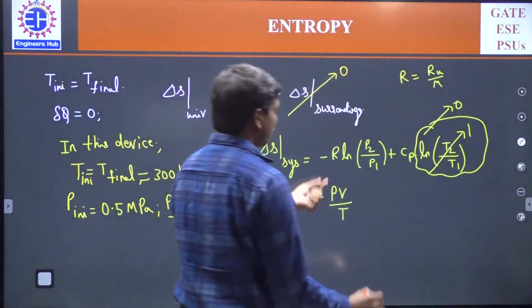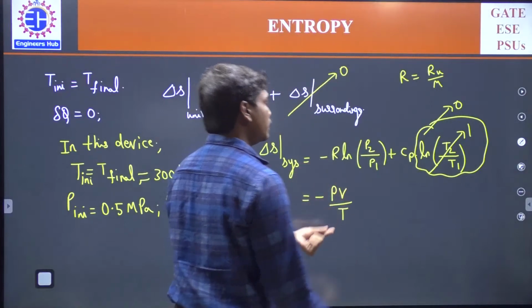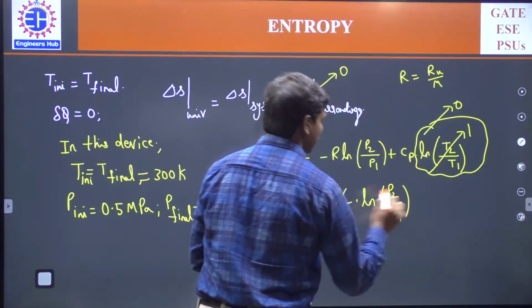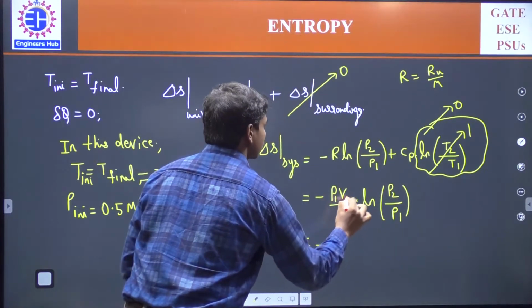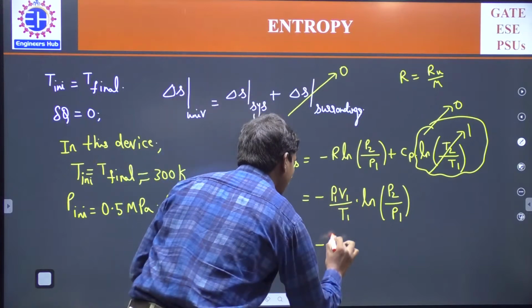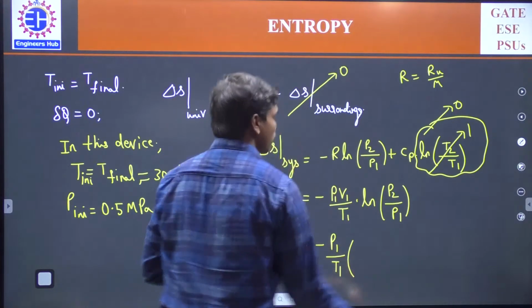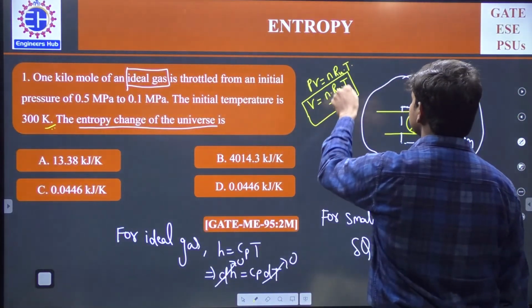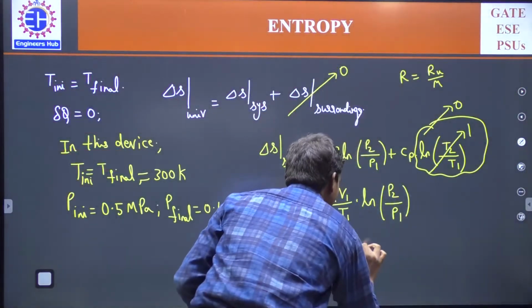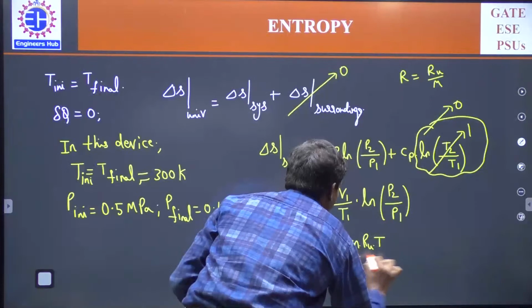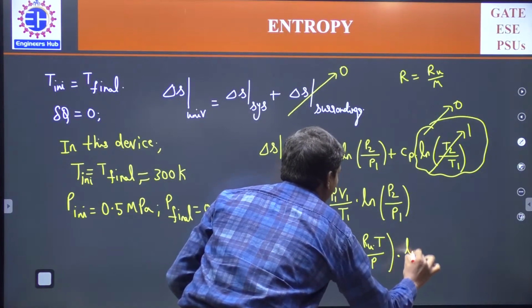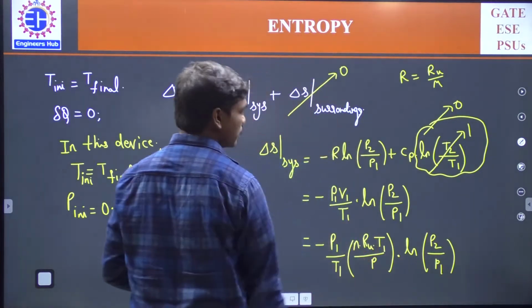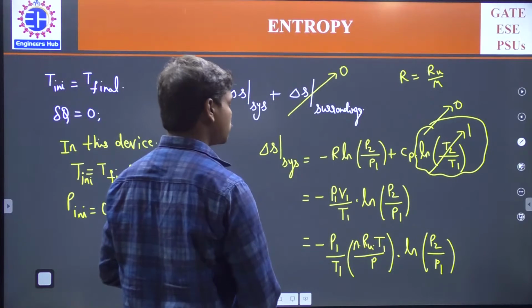So this R can be written as PV by T into ln P2 by P1. Suppose we are writing at the initial conditions, so minus P1 by T1 into, what's the formula we can write for initial volume? N times RU into T divided by P. If you write this, we have ln P2 by P1. So now you can calculate the values, because things get cancelled here.